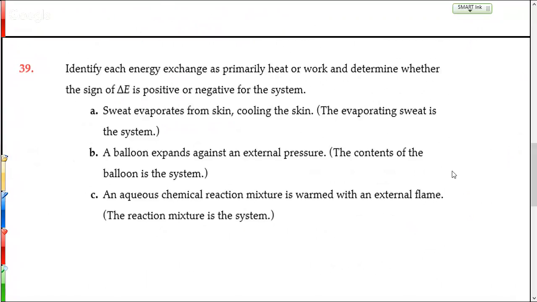And then C, this is more important to our purposes. An aqueous chemical reaction mixture is warmed with an external flame. So the reaction mixture is the system. Is that heat or work? Should be pretty obvious. It's heat, right? It's warmed. Okay, so is the sign positive or negative?